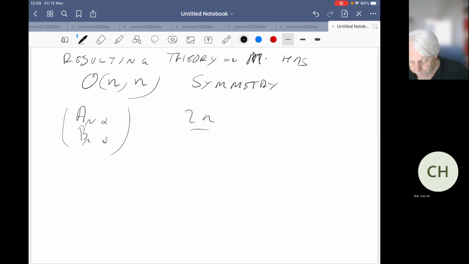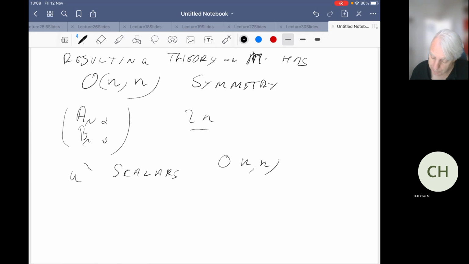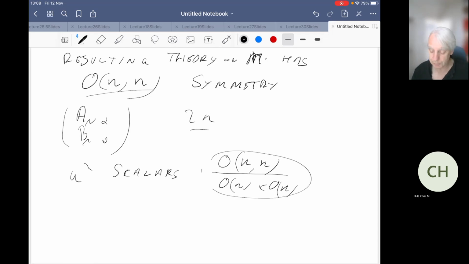And it turns out that the n squared scalars parameterize a coset space, which is O(n,n) over O(n) cross O(n). So this O(n,n) contains the GL(n,R) symmetry we would expect, and this coset space contains the coset space representing the metric degrees of freedom that we talked about before. And the vector fields A coupled to the momentum modes, the Kaluza-Klein modes, and the B fields coupled to the winding modes.